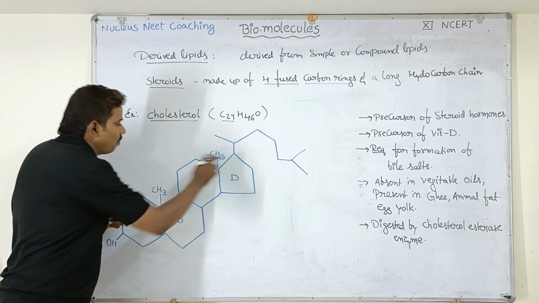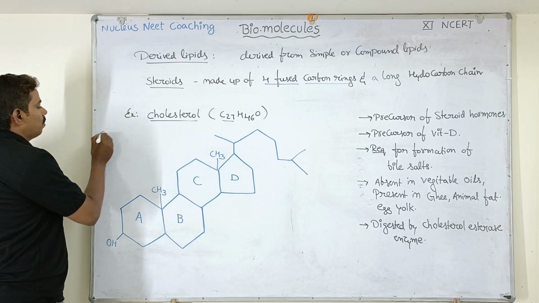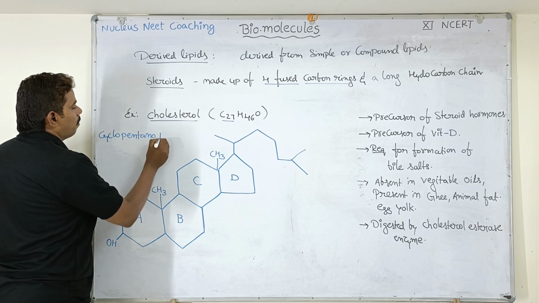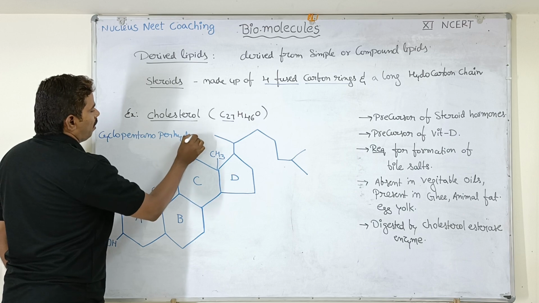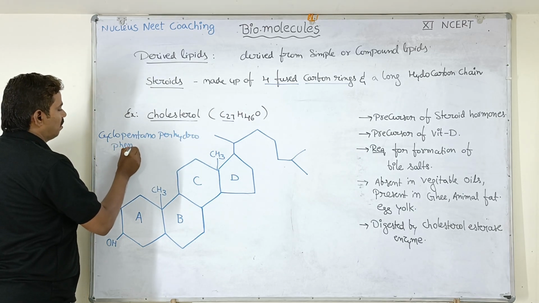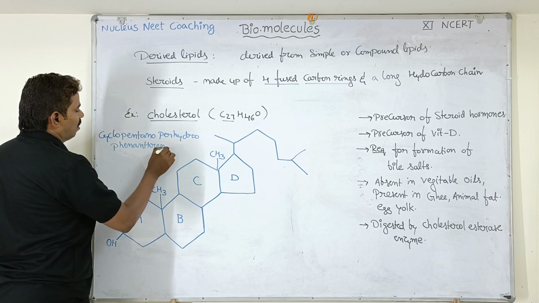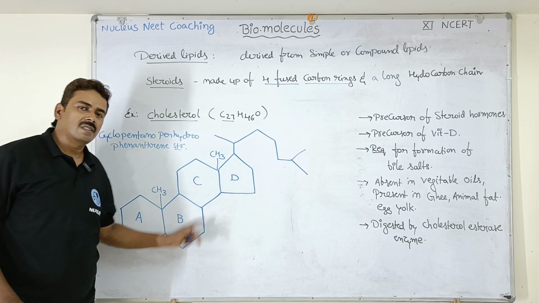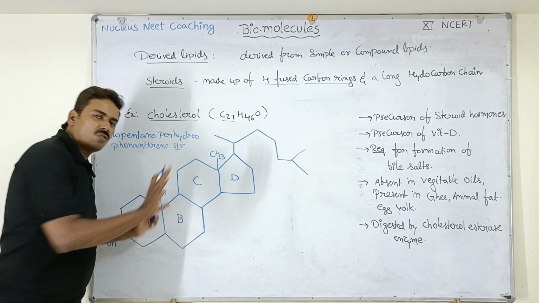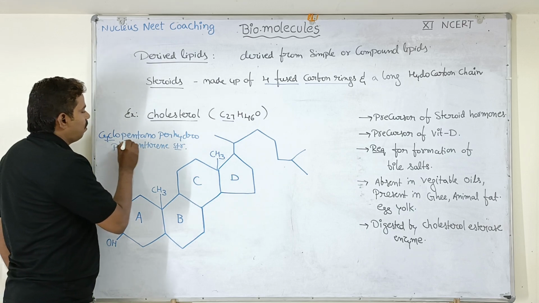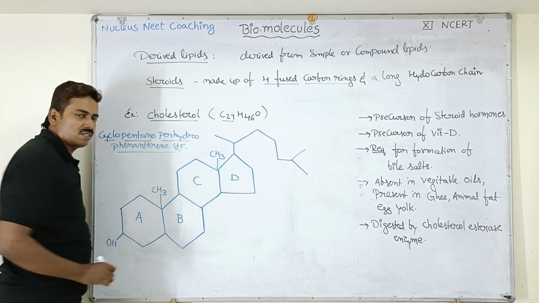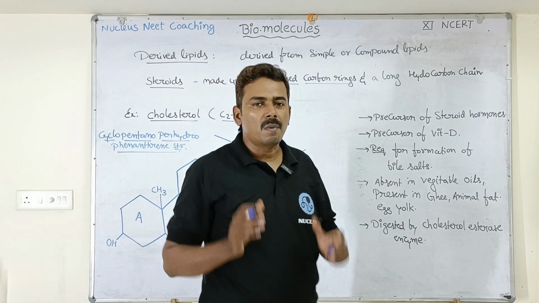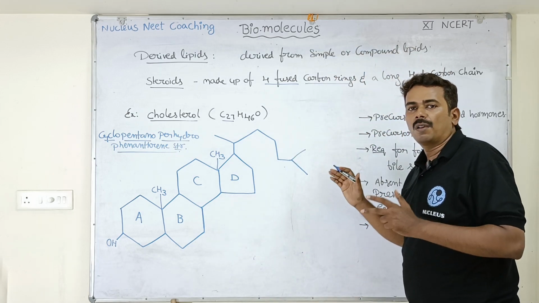All these 4 rings are mutually fused with each other. This ring structure we call the cyclopentanoperhydrophenanthrene structure. So any type of steroid you take, there will be 4 rings attached with each other. This 4 ring structure is common for all steroids. It is called the cyclopentanoperhydrophenanthrene structure. Now, what is the formula? C27H46O. Now let us see some important points about cholesterol.